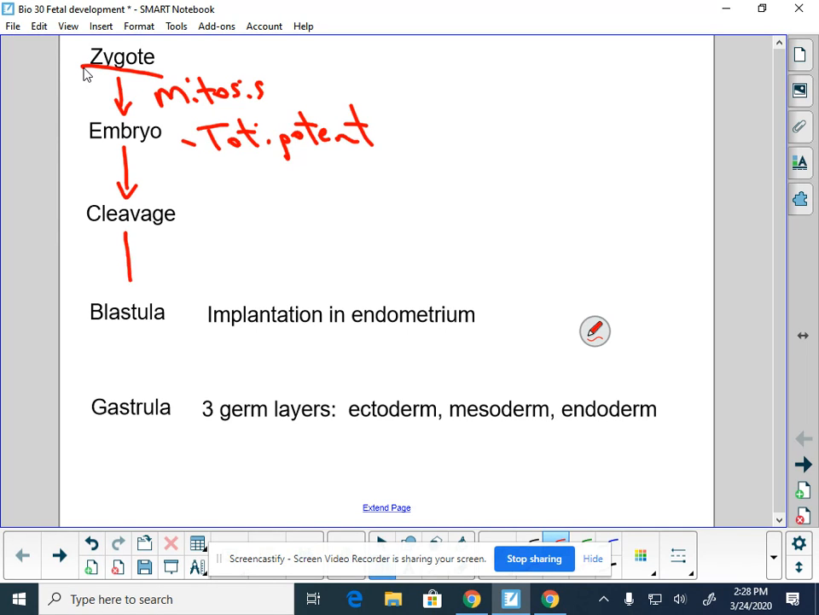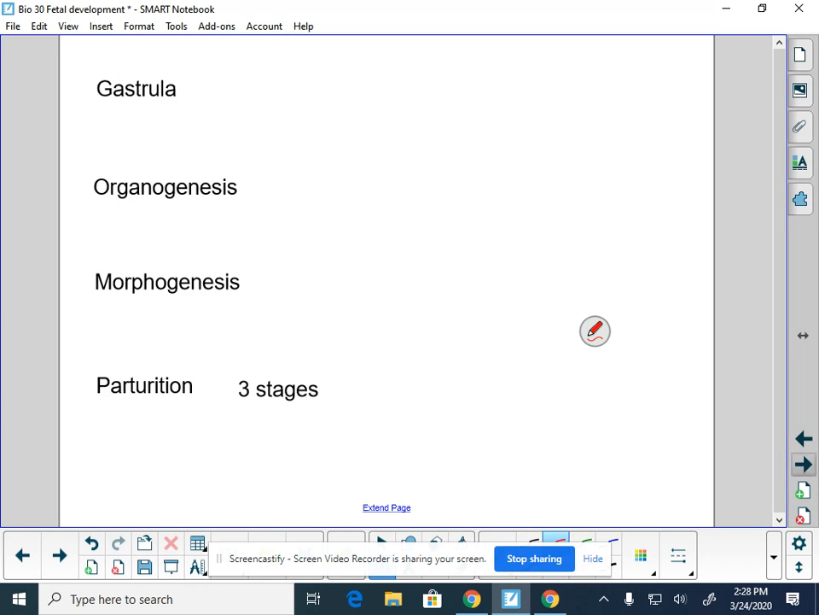From the cleavage stage, we move to the blastula stage. It's at this stage that implantation in the endometrium occurs, and that's about a week after fertilization. From the blastula stage, we go to the gastrula stage. Talked about this yesterday. The three germ layers form: the ectoderm, the mesoderm, and the endoderm. And that takes us to where we are now.